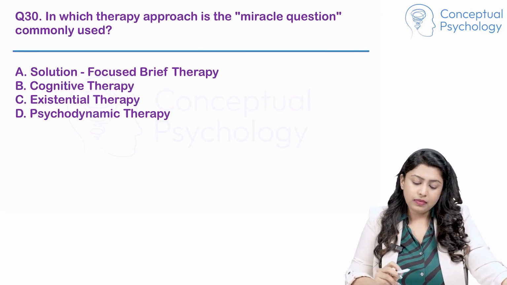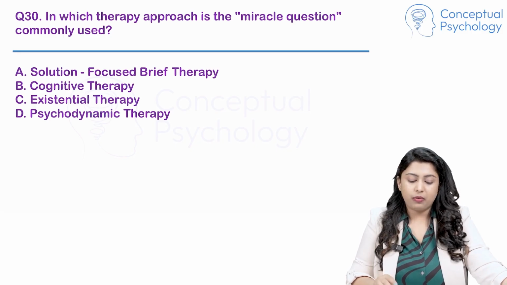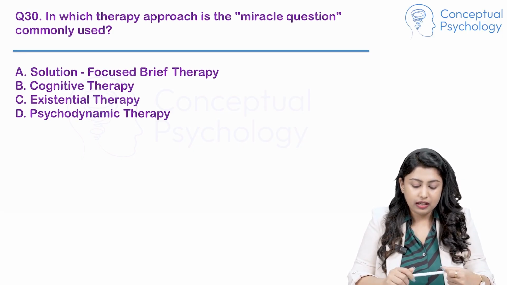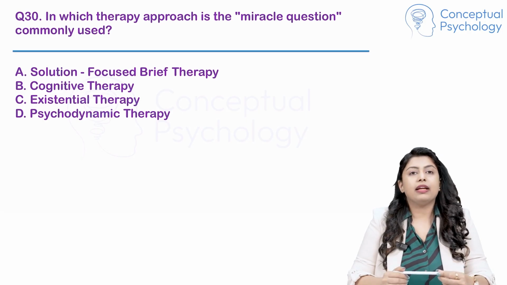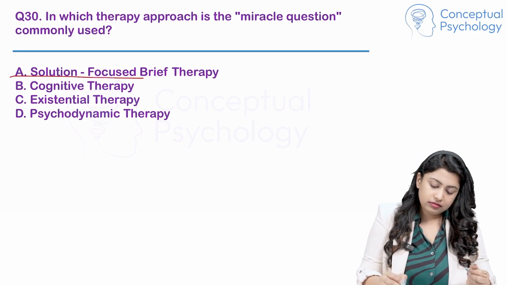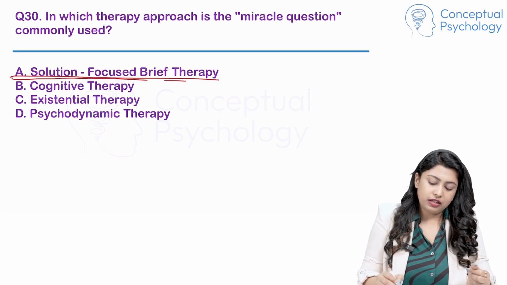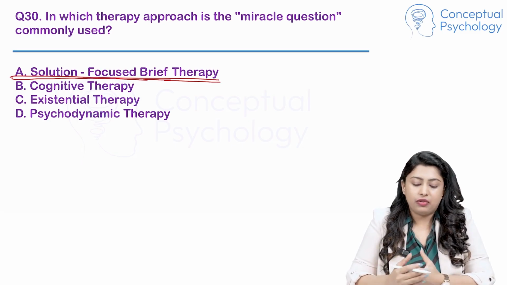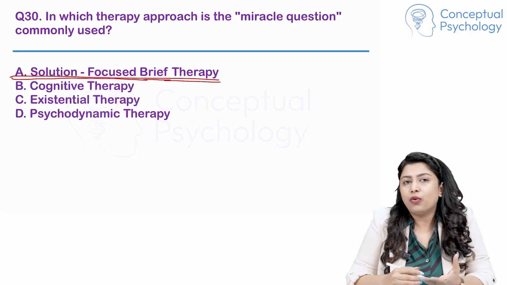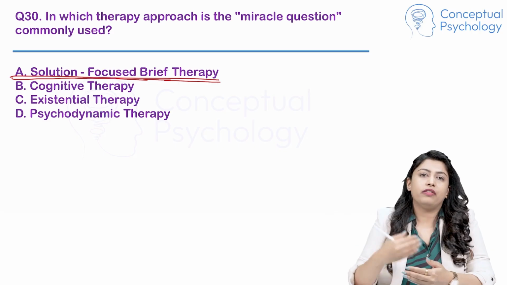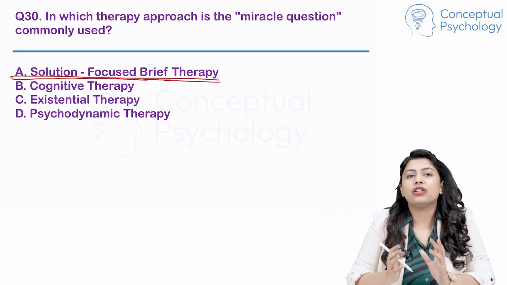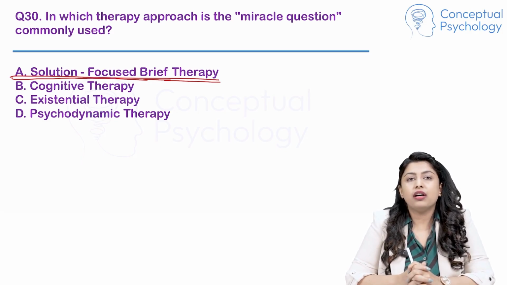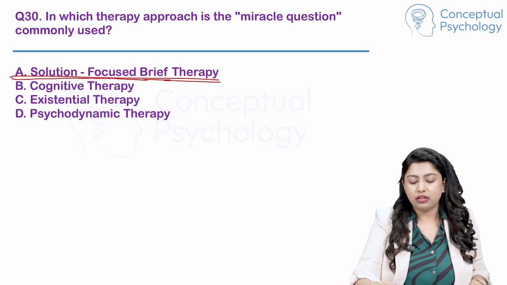Okay, moving on. In which therapy approach is the miracle question commonly used? Solution focused brief therapy, cognitive therapy, existential therapy, or psychodynamic therapy? The correct answer is solution focused brief therapy. So, here the miracle question, I'll give you an example. Suppose a miracle occurred overnight and your problem was solved. So, this is a signature technique of solution focused brief therapy. It helps the clients envision their preferred future and identify the goals and resources for the change.